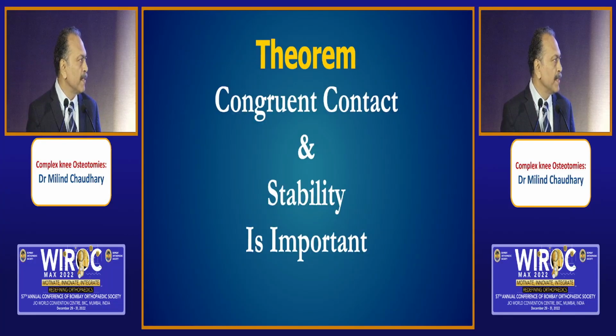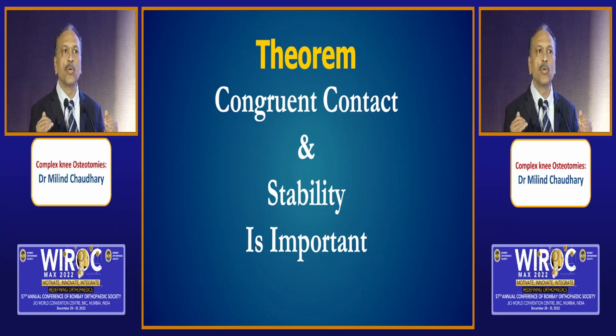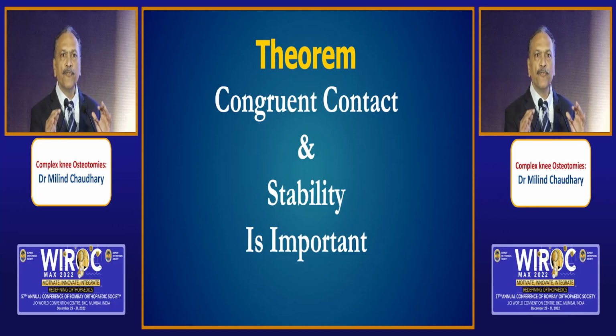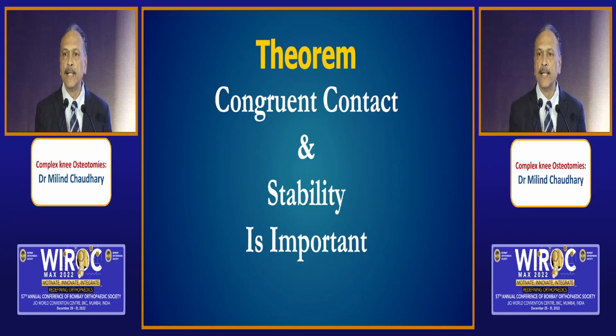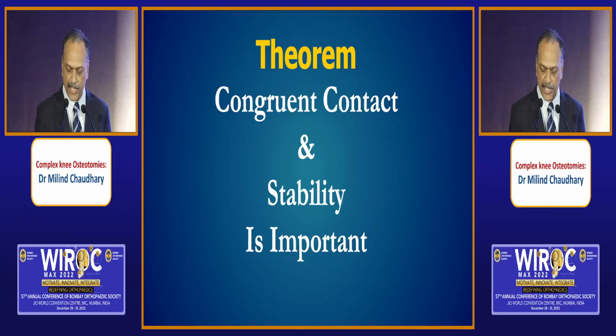But I'll wind up rather soon. So the primary theorem is that congruent contact of the bony ends and instability. So there's a different theory going along, and it's no longer just alignment. You have to understand that it's instability of the joint. And if you look for it, you'll find it more and more and more in most of your patients.